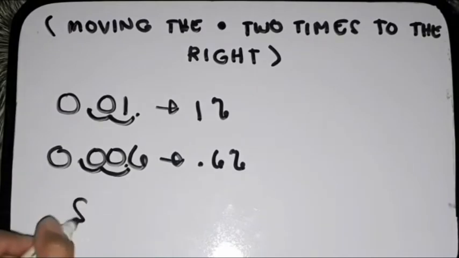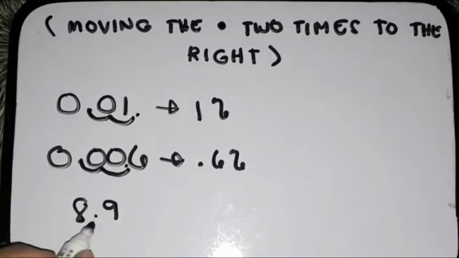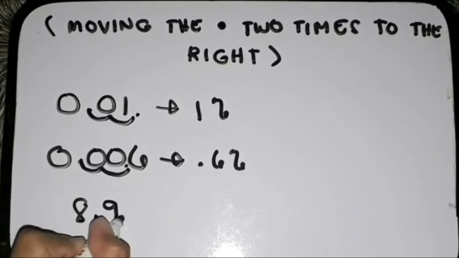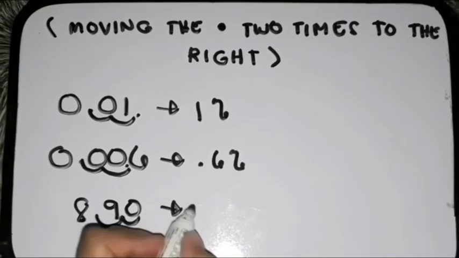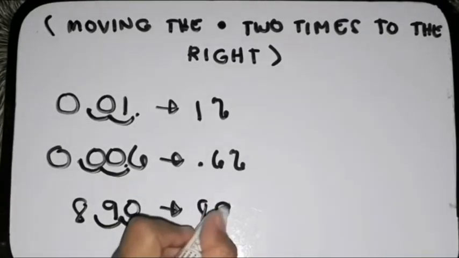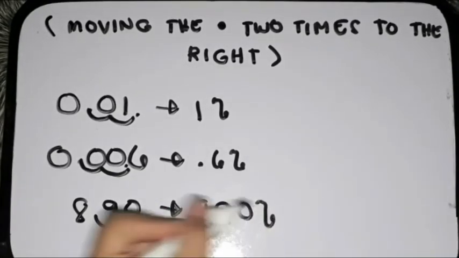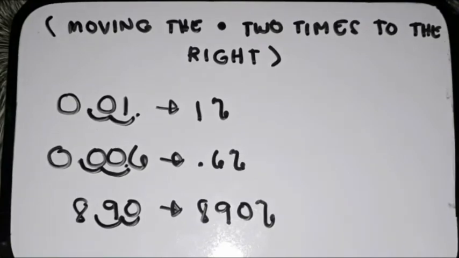So the next one is 8 and 9 tenths. So you have to move the decimal point 2 times to the right and just add 0. So the final answer is 890%.